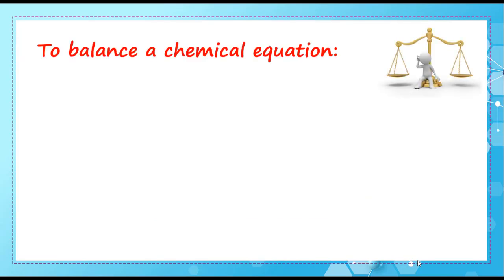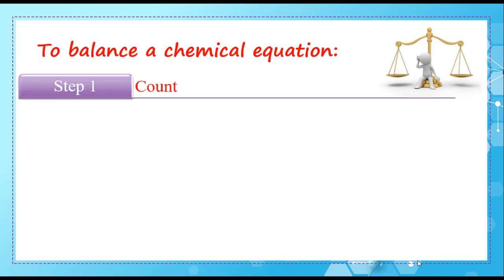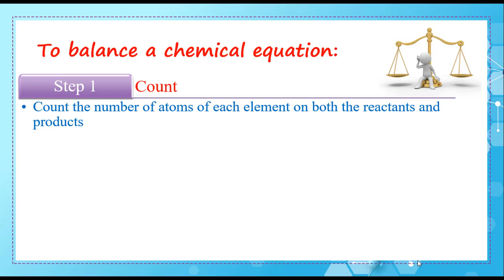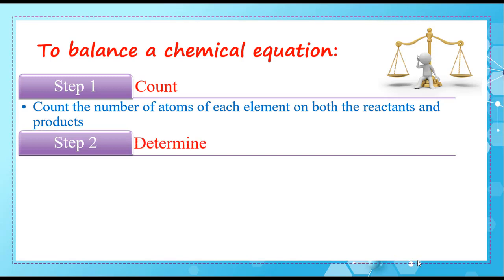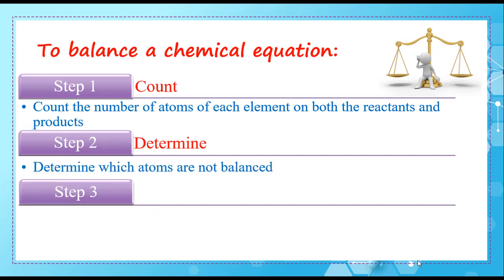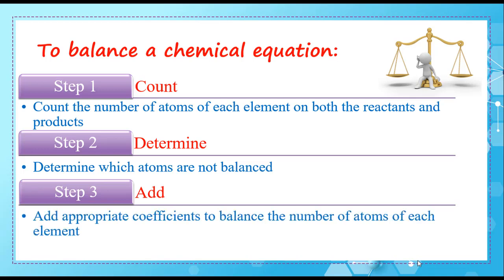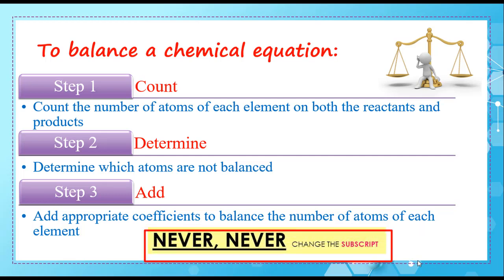To balance a chemical equation, step 1, count. Count the number of atoms of each element on both the reactants and the products. Step 2, determine. Determine which atoms are not balanced. Step 3, add. Add the appropriate coefficients to balance the number of atoms of each element. Remember, you can never change the subscript.